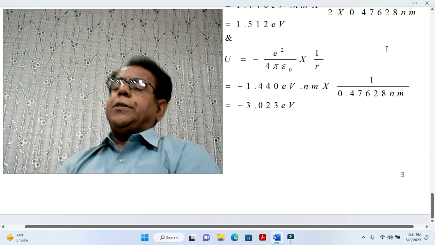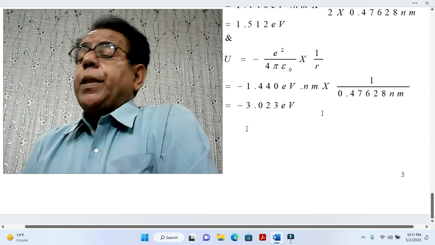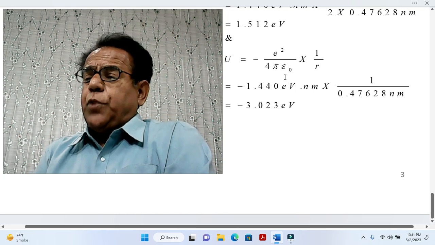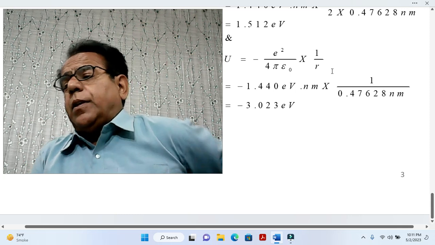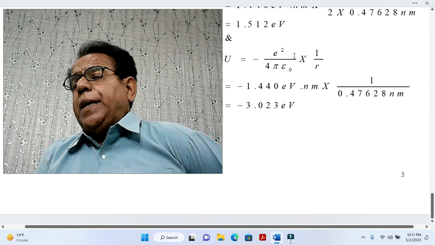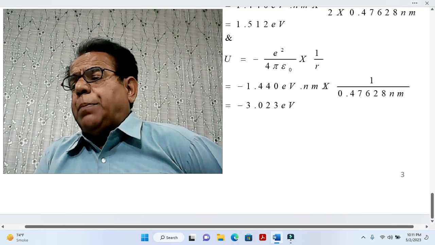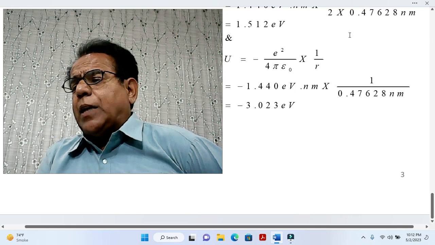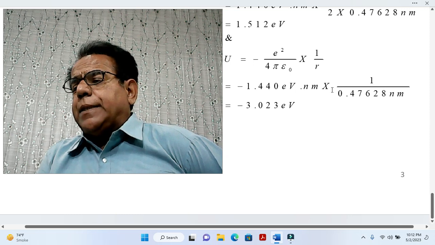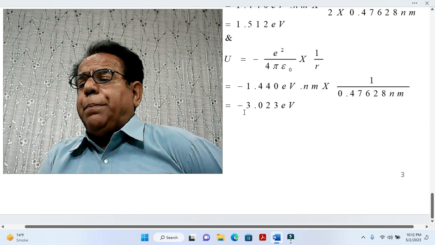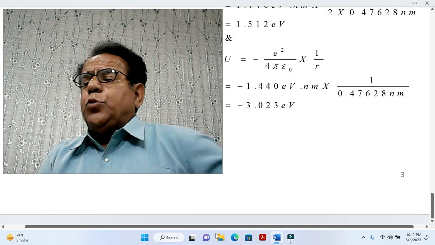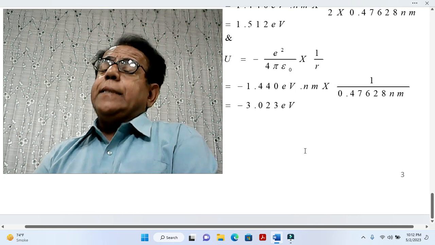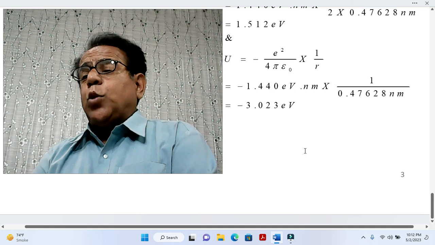Now we come towards the potential energy. The expression for potential energy is minus E square over 4 pi epsilon naught into 1 over R. Here in place of this we will use this value from our table, and here we will use the value of R which we have previously calculated, and nanometer will cancel with nanometer, and our answer will become: potential energy U equal to minus 3.023 electron volt. And this is the end of our problem, and this is the end of our video.